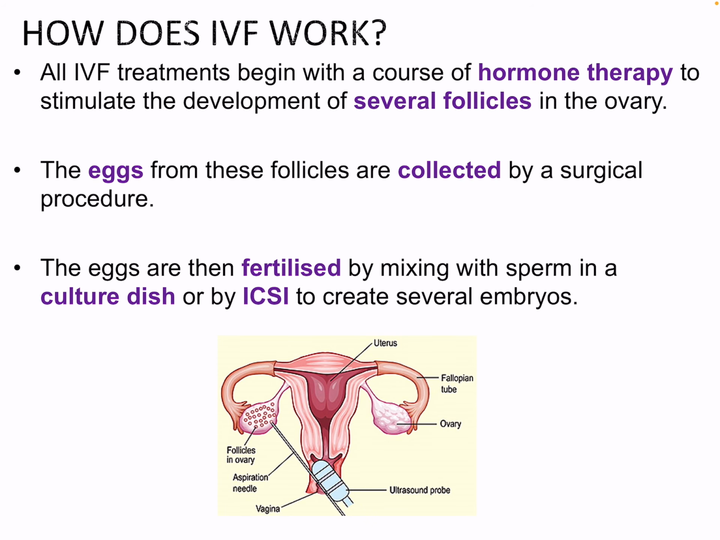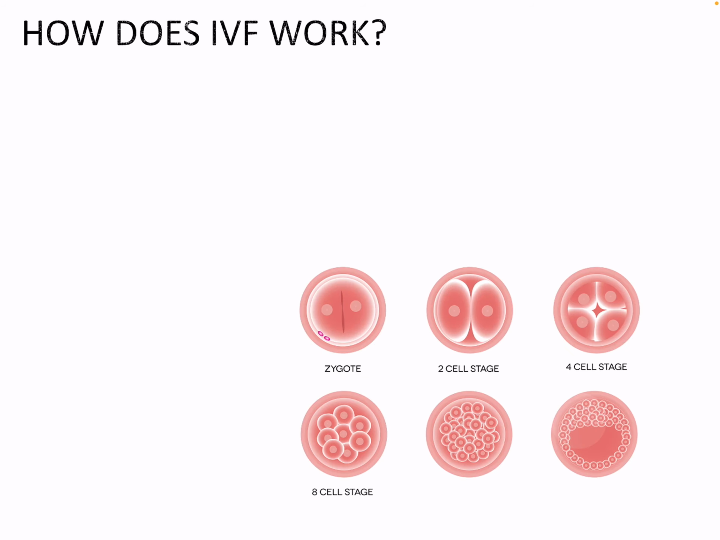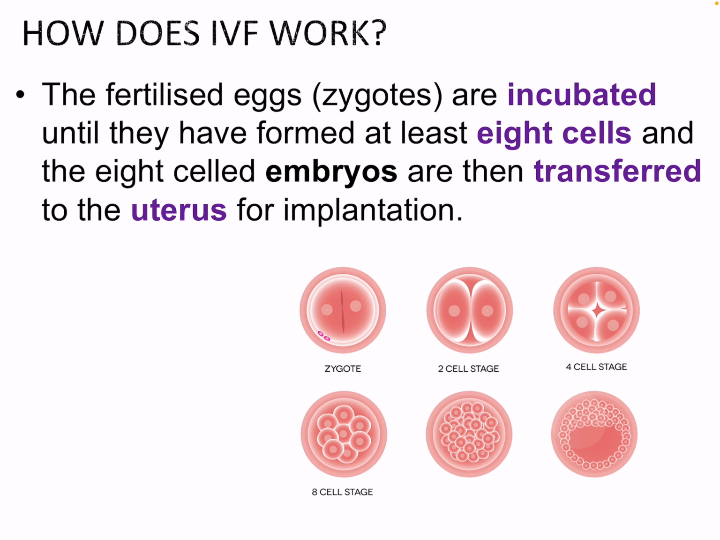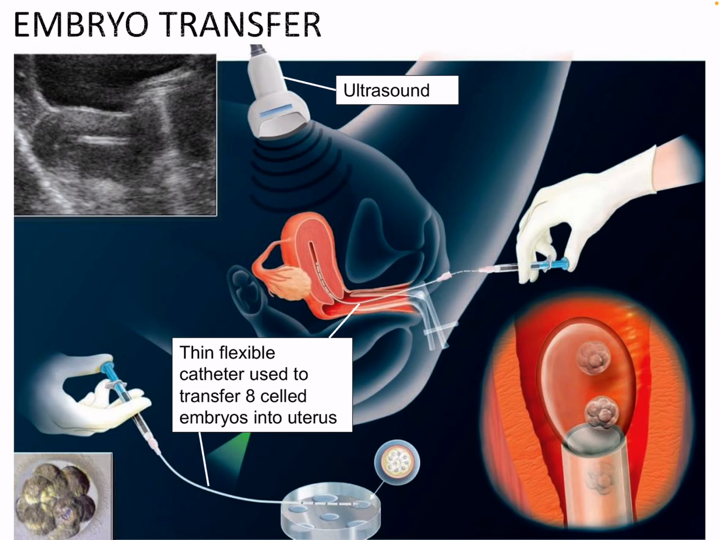Okay, so like I said, they use hormone therapy to stimulate the development of lots of follicles within the ovary, and then they collect those eggs. They then fertilise the eggs in a culture dish, or quite often nowadays by ICSI, to create several embryos. Okay, those embryos are incubated until they've got at least 8 cells, and if the embryologist considers them to be healthy enough, they will be transferred into the uterus for implantation.